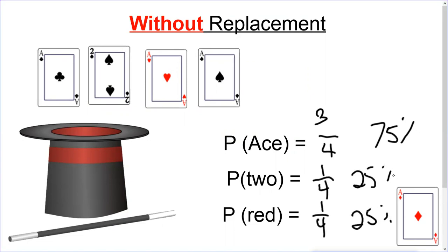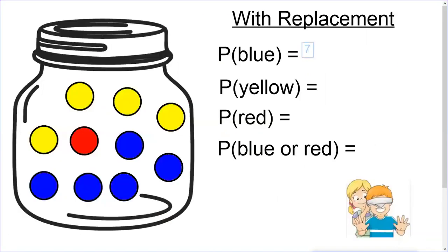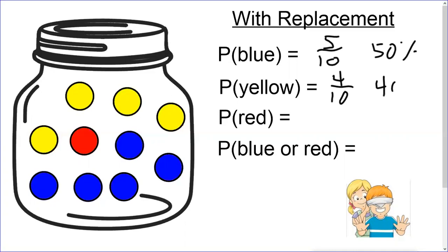All right, let's look at one more example. So here we have a grab bag activity. You're blindfolded and we put some marbles into a jar, and there are 10 marbles in there. So there are 10 possible outcomes. The probability of selecting a blue is 5 out of 10, since there are 5 blue marbles. So that's a 50% chance. That's neither likely nor unlikely. The probability of a yellow, well, there are 4 yellows, so that's 4 out of 10, or 40%. The probability of a red, there's only 1 red, so it's 1 out of 10, 10%.